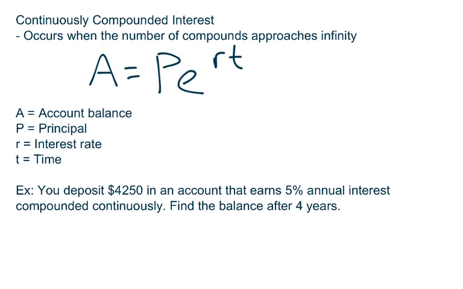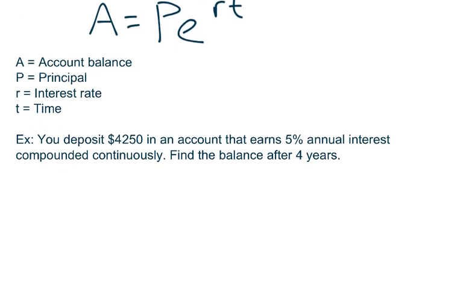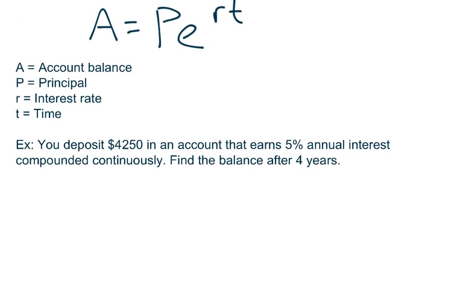You deposit $4,250 in an account that earns 5% annual interest, compounded continuously. Find the balance after 4 years. So we're going to keep that Pe to the rt formula, and we're just going to plug in what we know. 4,250, that's going to be our principal, that's what we're starting with. 5% is going to be our rate, but that needs to be a decimal, so 5% as a decimal is 0.05. And then the last thing that we need to know is the time, 4 years, and that'll be T.